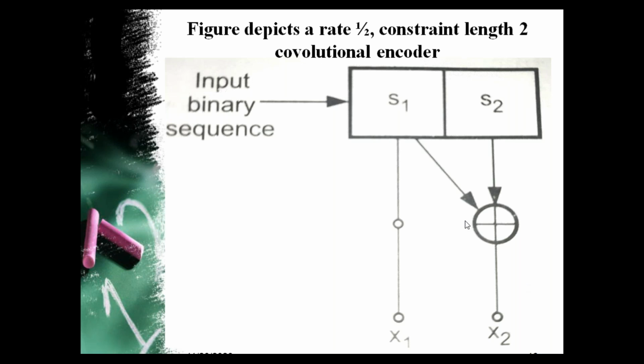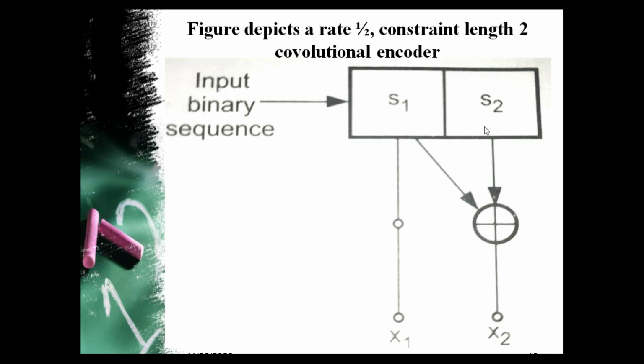This is simple because its constraint length is 2. Here it is represented with only two memory elements, S1 and S2, and from this we can see it is also given that the code rate is 1 by 2, meaning one message bit is taken at a time, and corresponding to each message bit we generate two output bits, x1 and x2. And here we can write the equations for x1 and x2: x1 equal to s1 and x2 equal to s1 plus s2.